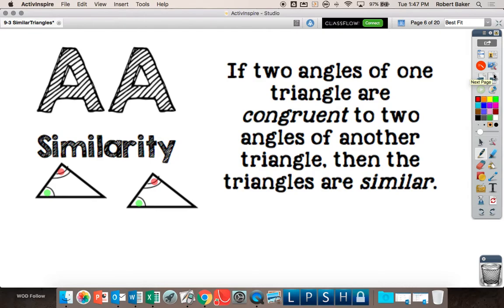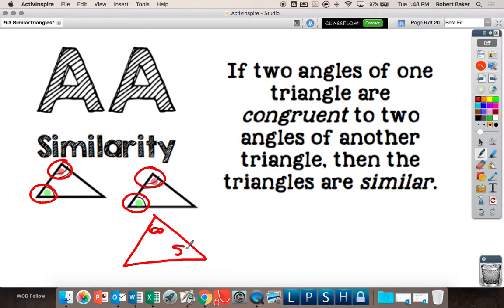I typed it all for you. All you have to do is read and comprehend this. It says, if 2 angles of one triangle are congruent to 2 angles of another triangle, then those 2 triangles are similar. Do we have to know anything about their side lengths? No. If I can prove that it has 2 congruent angles, that is 1 pair of congruent angles, and 2 pairs of congruent angles, what do I know about those 2 triangles? They are similar.